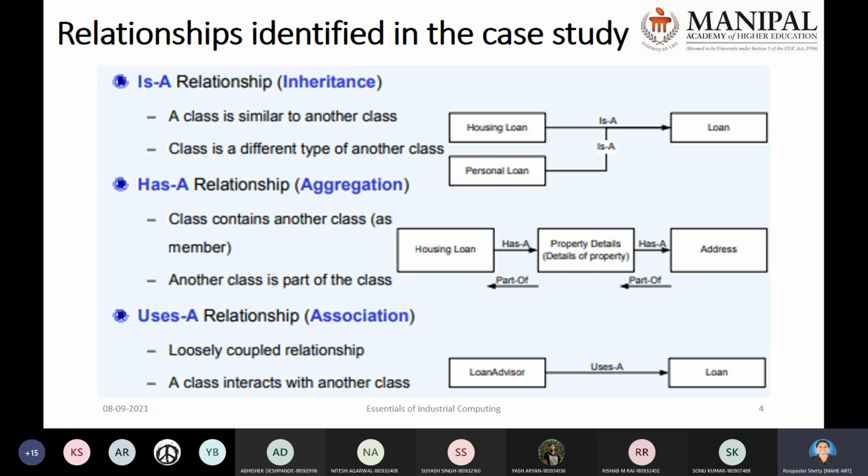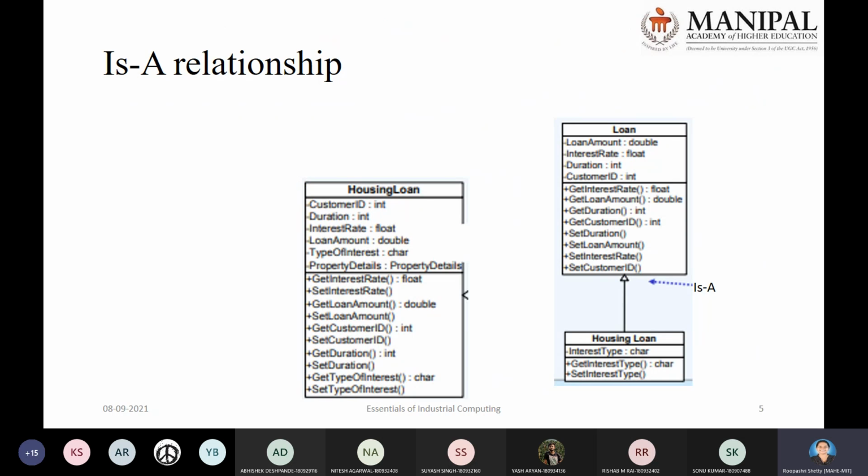Housing loan has property details, you include property details in the housing loan class. Similarly, you include the details of address class in property details class. That is a kind of aggregation, and the reverse of it is the part-of relationship. And again, "uses a" relationship: the loan advisor, for providing the loan, should use the loan class. It's a kind of loosely coupled relationship.